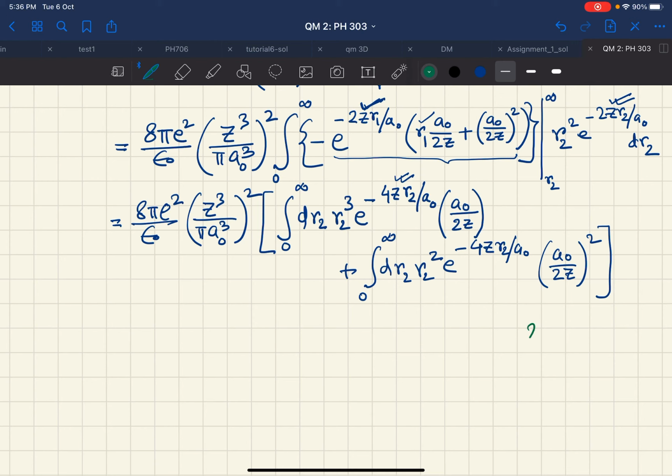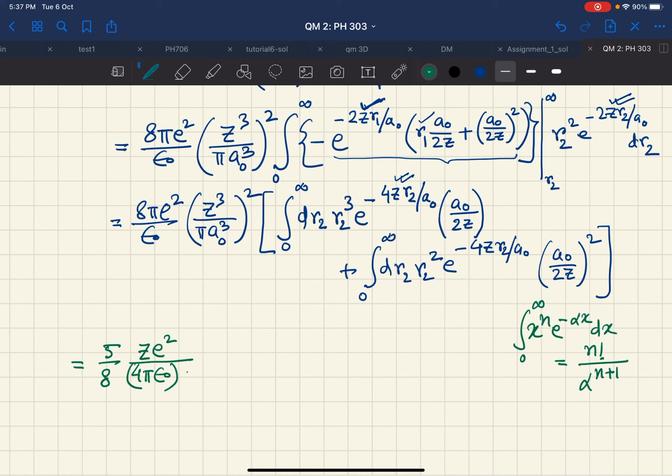The formula was the integral from 0 to infinity of x to the n e to the minus alpha x dx is n factorial by alpha to the power n plus 1. Use this formula and now the final result is very easy to obtain. You can finally obtain it if you simplify this. I am not doing this simplification because this is just pure algebra. Please do the middle steps. The final result that you will get here is 5 by 8 z e square divided by 4 pi epsilon naught into a0.